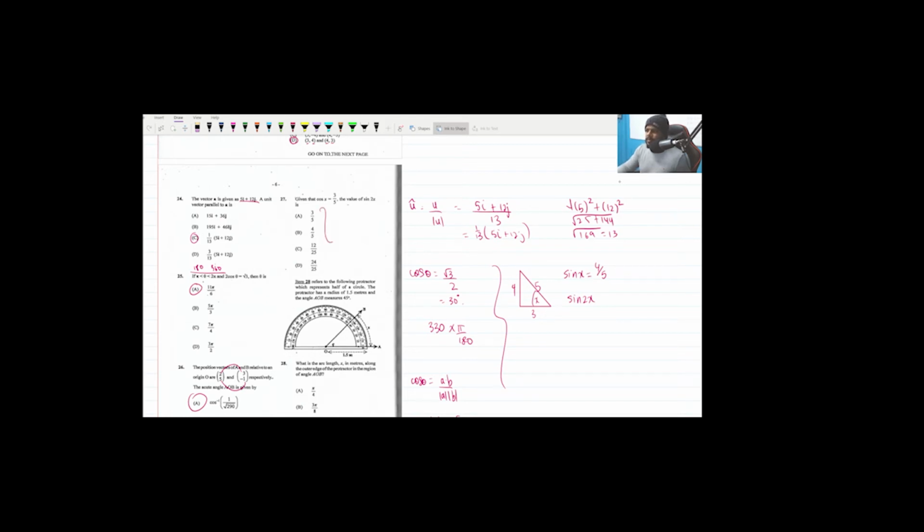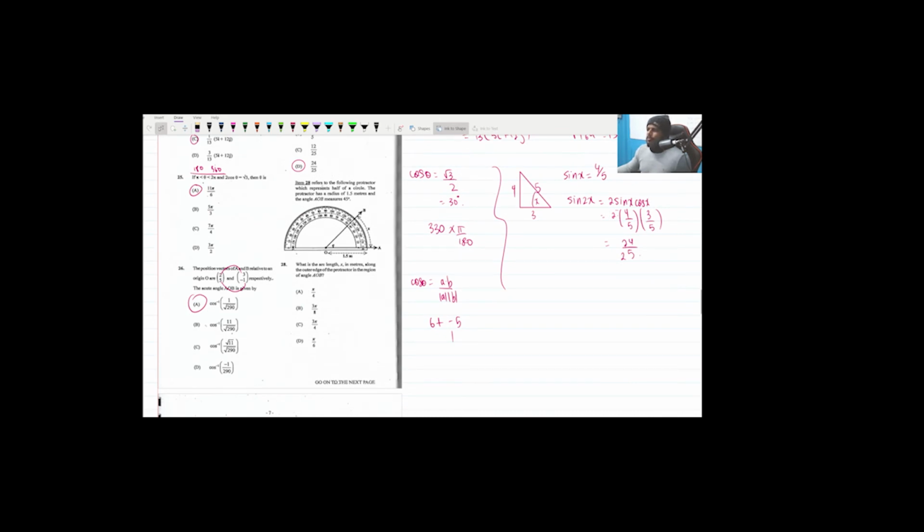I am very disappointed there is no 8 over 5 in the answers here. Very, very disappointed. Bad on CSEC. I would have put 8 over 5 to give all a false impression that they're on the correct path. Sine 2x is 2 sine x cos x, which is 2 into 4/5 into 3/5. 4 2s are 8, 8 3s are 24 over 25. D is the answer.